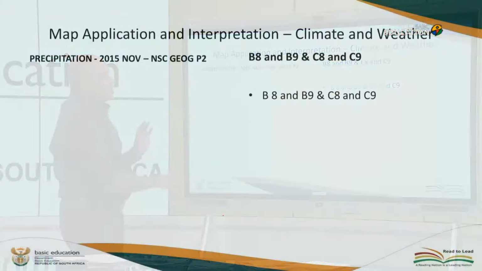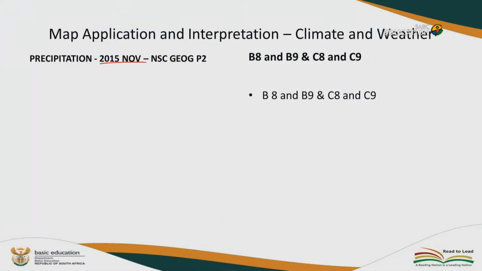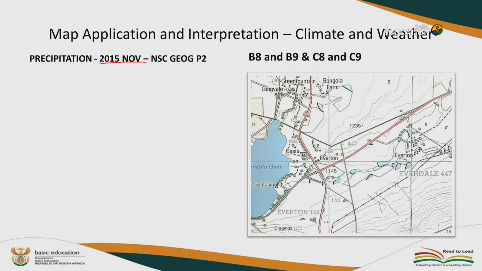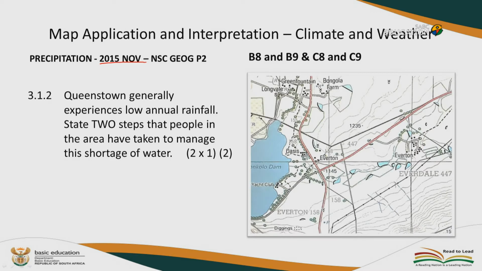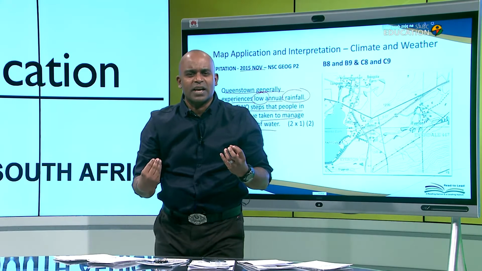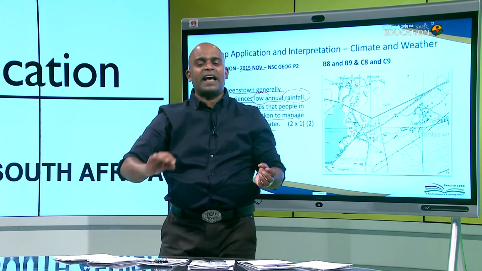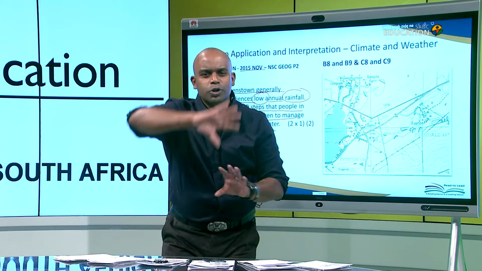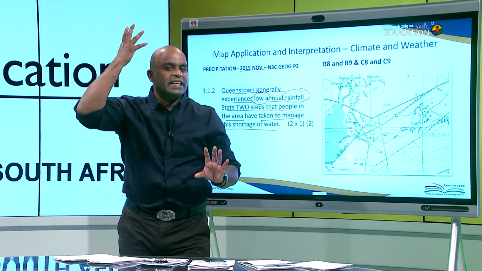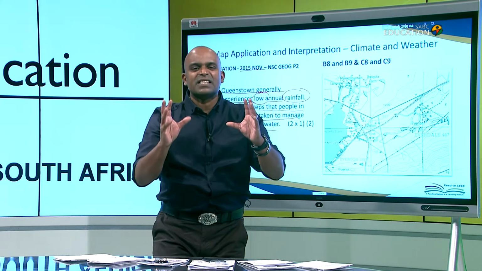So the next question is from the 2015 November paper, and note the following. Queenstown generally experiences low annual rainfall. State two steps that people in the area have taken to manage this shortage of water. Note the difference in the language that is used. We're still trying to analyze precipitation. Although the question has changed, the idea, the concept, is still the same.